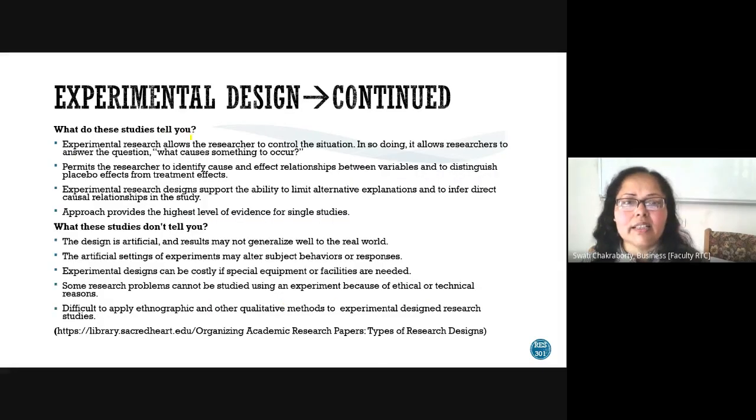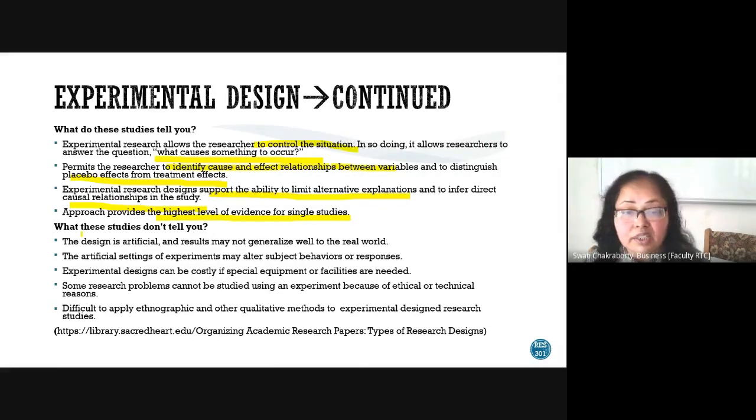What do these studies tell us? They allow the researcher to control the situation and help in answering questions about what causes something to occur. It permits the researcher to identify cause and effect relationships between variables and to distinguish placebo effects from treatment effects. It supports the ability to limit alternative explanations and to infer direct causal relationships in the study. It provides the highest level of evidence for simple studies.